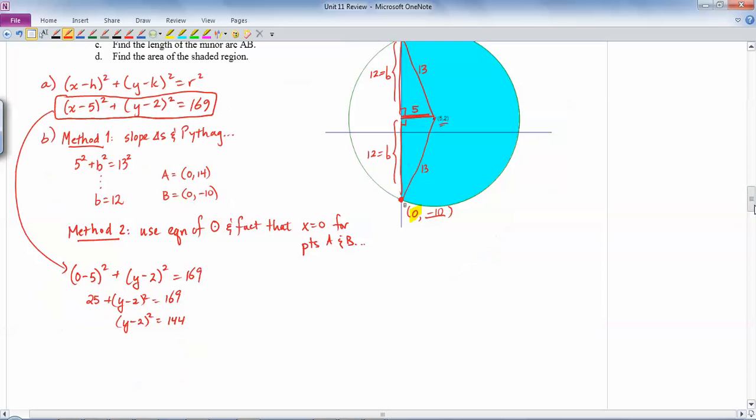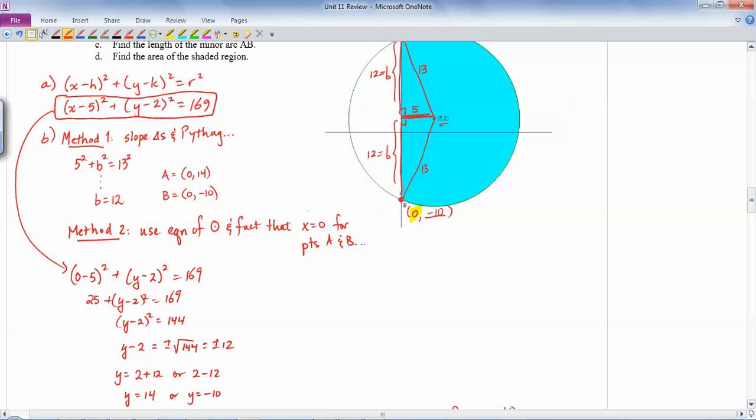And then when I take the square root, I'm not only going to say 12, I'm going to say plus or minus the square root of 144. Because y minus 2 is not a length, it's coordinate related. So you can't have the negatives now. So it's plus or minus 12. So then y is going to be 2 plus 12 or 2 minus 12. So we get y equals 14 or y equals negative 10.